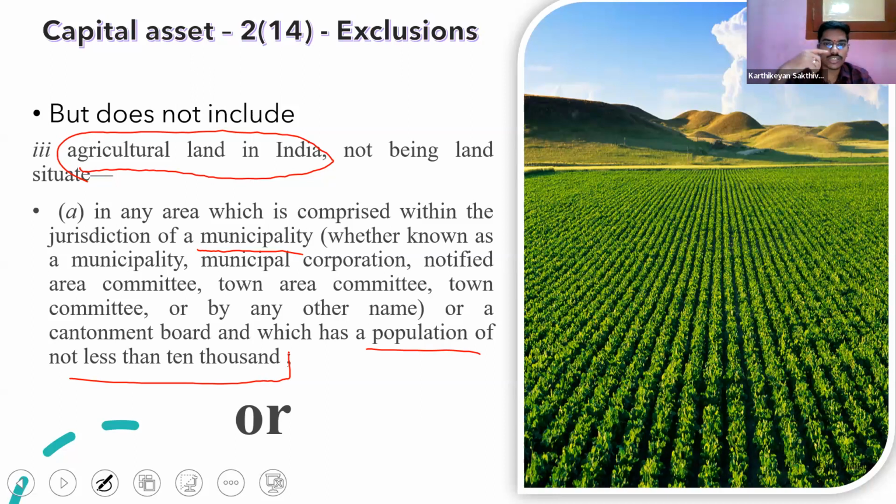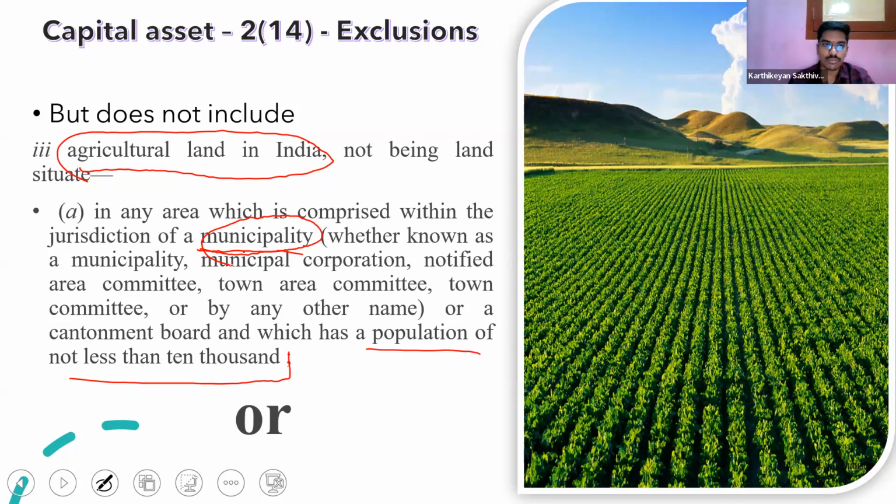So what is a rural agricultural land? It should not be within the jurisdiction of a municipality, municipal corporation, notified area committee, town area committee, town committee, or by whatever name called. So basically if it is within a municipality, now Chennai is a municipality, Kanchipuram is a municipality, right? So if it is within their limits, it is known as urban agricultural land.